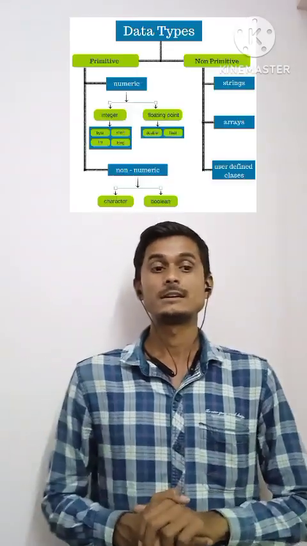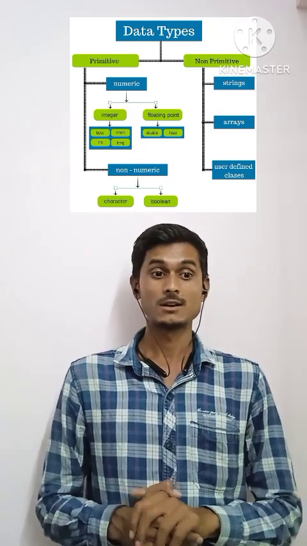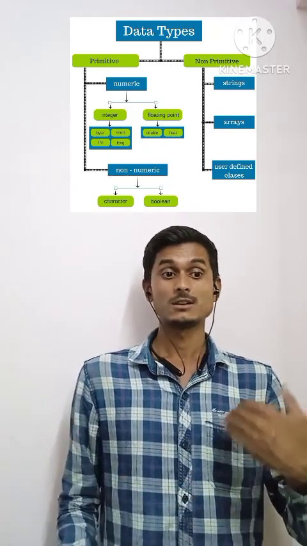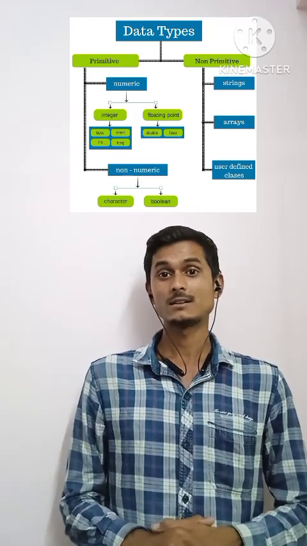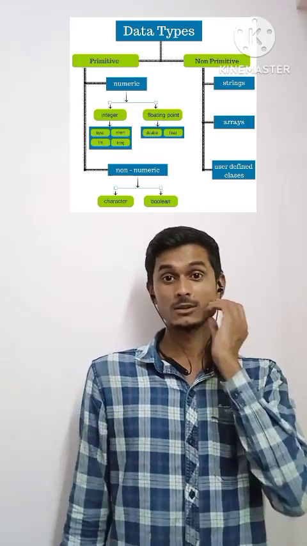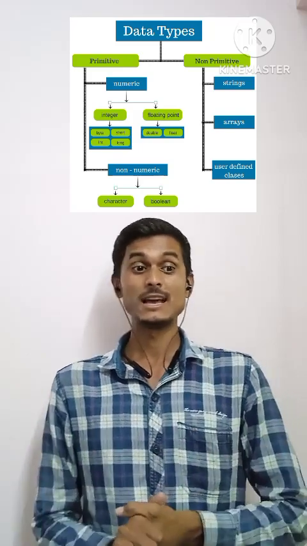Hello friends, now I have come with a very common topic in Java that we normally use in our Java programming language. For example, we use different types of data types in Java. We have primitive data types and non-primitive data types. So what are the different types of data types?